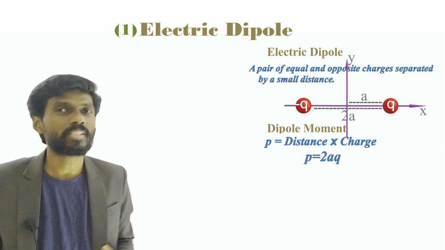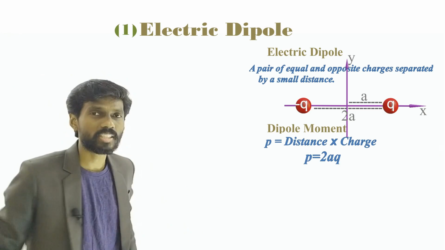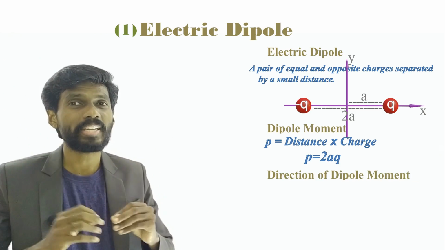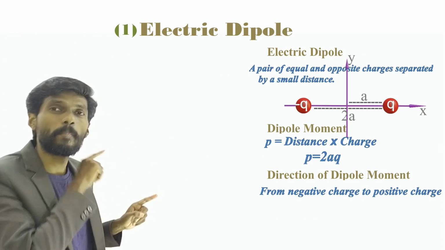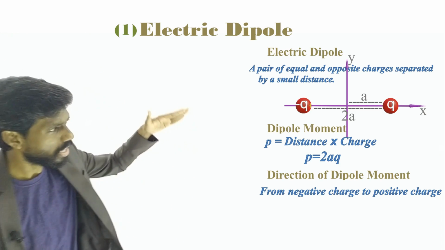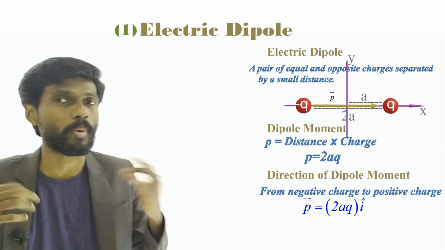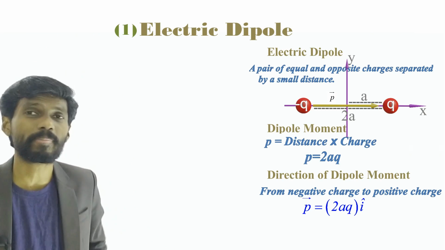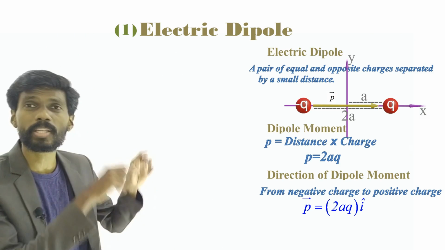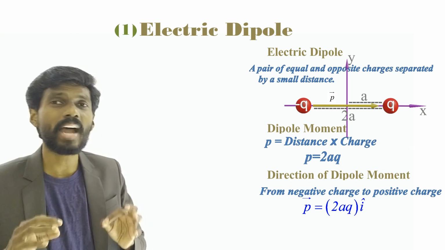That means it also has a direction. Dipole moment is a vector quantity. So the direction of the dipole moment is simply the direction of the line which joins the negative charge to the positive charge. So this line joining minus q to plus q, that direction is the direction of the dipole moment. So the dipole moment is the vector having magnitude the distance multiplied by the charge, that means 2a multiplied by q here, and the direction joining the negative charge to the positive charge. So that is dipole moment.